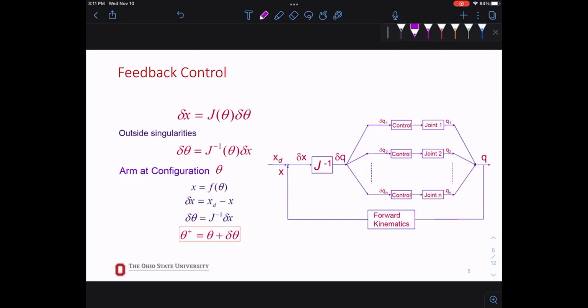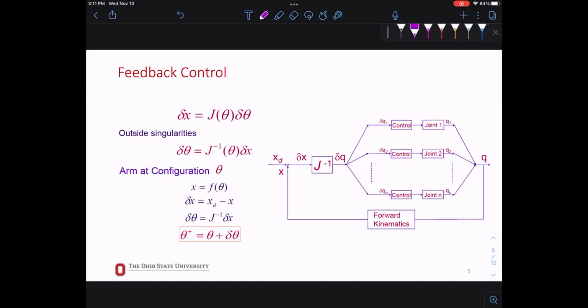So the procedure will be, I have a delta X, a desired position. I know I can find that using the Jacobian. Outside of singularity, so for joint space, making sure that we are not sending our robot to the singularity point, delta theta will be the Jacobian inverse of delta X. You know that there is another method using the Jacobian transpose. If we use the Jacobian transpose, you don't have to worry about the singularities.